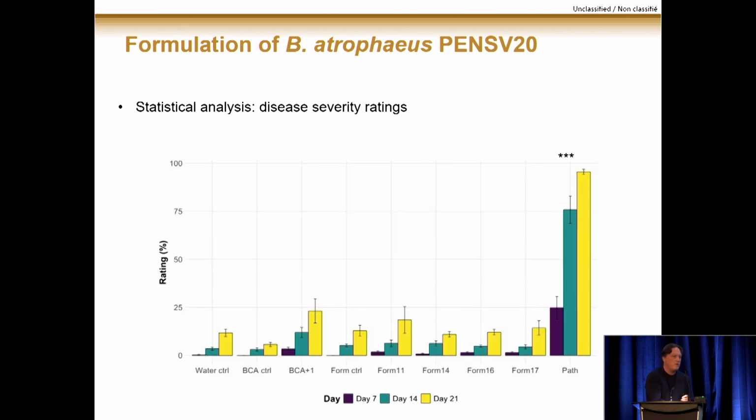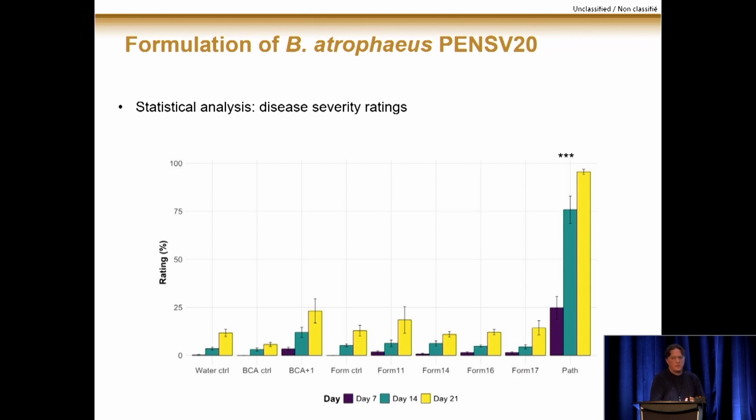But again, when we went through and did this with a fully replicated trial in the greenhouse, and we compared each of the groups, this is a disease severity rating, a whole plant assessment of how much disease we're seeing on these plants over time, so days 7, 14, and 21. You can see that the only statistically significant difference from the water control was the pathogen only. All of the formulations really effectively controlled disease, as did the group there, BCA+1, which is our biocontrol agent just grown in a laboratory growth medium.